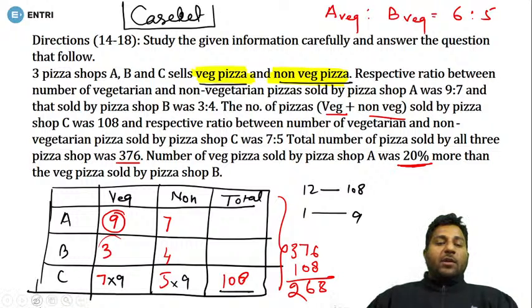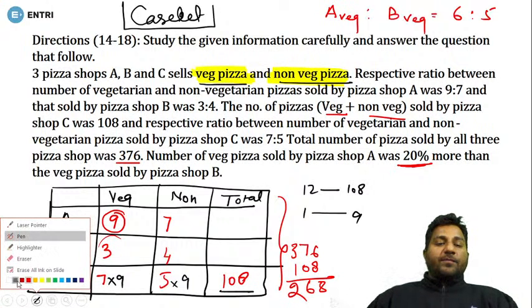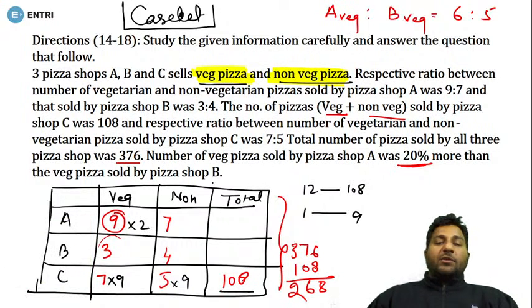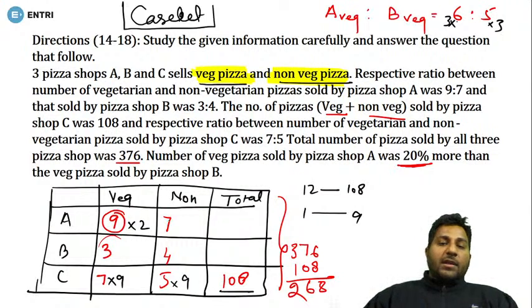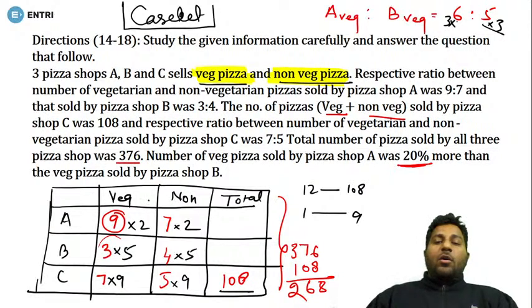First, we need to equate these two ratios. The LCM of 6 and 9 will be 18, so multiply with 2 here, with 3 here, and again with 2 here. Now this data has become 15, so let's multiply with 5 in B's data. Now we have got all the data of veg and non-veg of A and B. So let's calculate it and equate it with 268.